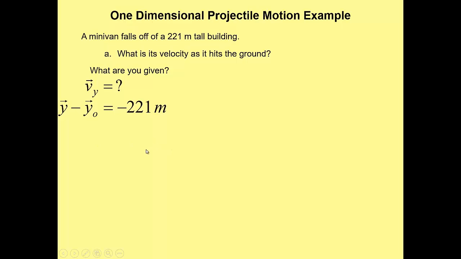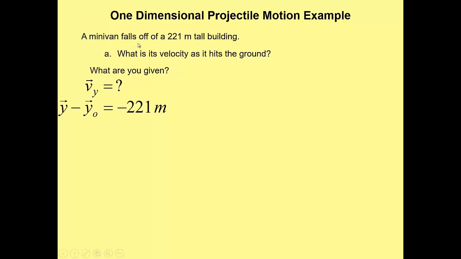Now, that's the only number in the problem. And if you remember, we need three things in order to work any kinematic equation to find the fourth thing, which in this case is the final vertical velocity.